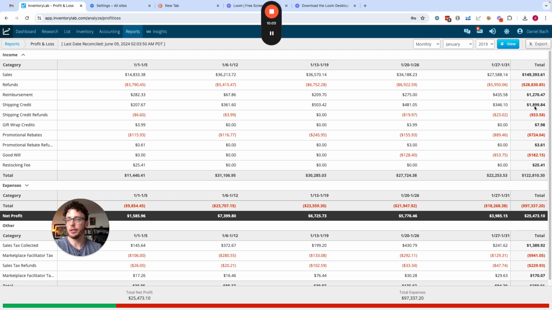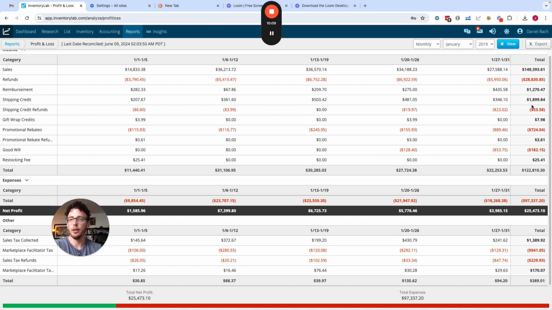Same, the next line, we got a shipping credit of $1,899.84, also added back to our total income, right? So anything that's grayed out here is adding to our income, or these black numbers. My apologies, I'm red-green colorblind, but I can explain more about that later. So the red is subtracting, these black numbers are adding.